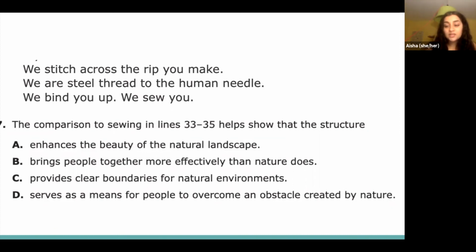So now that we're left with B and D, let's see which one makes more sense. While B might be correct in the larger context of the poem, it does talk about bringing people together. Not these lines. These lines don't specifically say that people are being brought together by this structure, this bridge. So we're going to go with answer choice D. Remember, look for things that connect most directly to the lines that are mentioned and actually answer the question. Even though bringing people together is kind of a bigger theme of the poem, this isn't asking about the poem as a whole, it's asking about what these specific lines contribute to the poem as a whole.